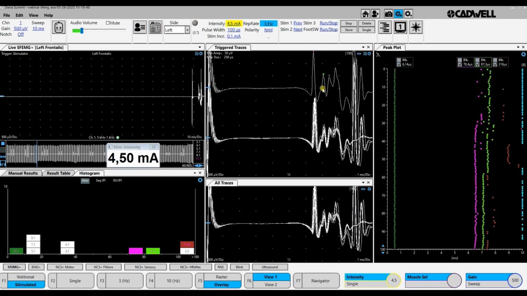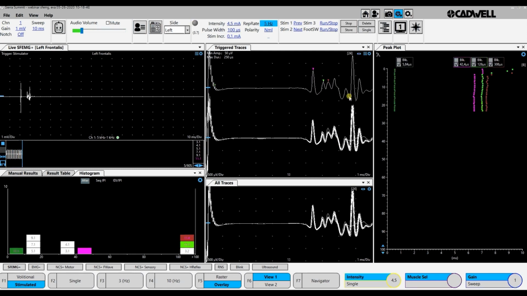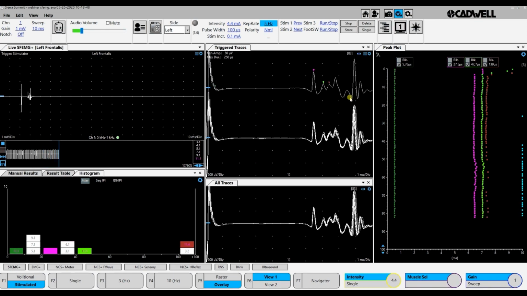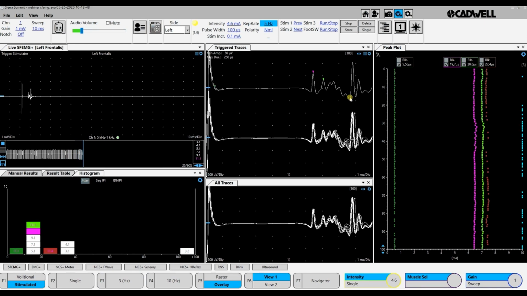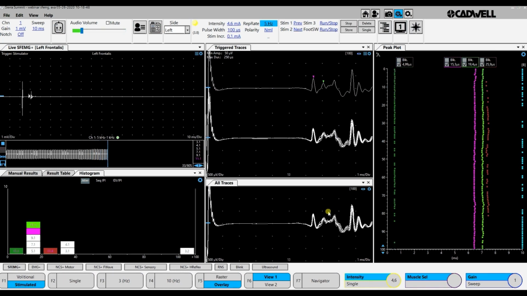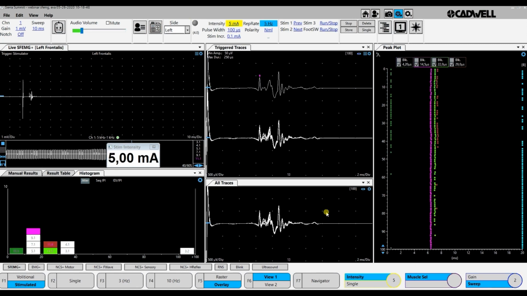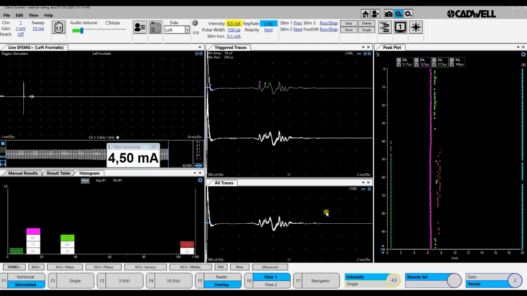Then I increase the stimulus just a little, and more fibers are coming in. You see the last ones there. I reduce the stimulus just a little, and you see these two spikes come and go together. So they belong to the same axon. Then I increase the stimulus a little. I can change the sweep speed to show individual spikes. I increase the stimulus just a little, and they become more active, but we did not get more fibers here.